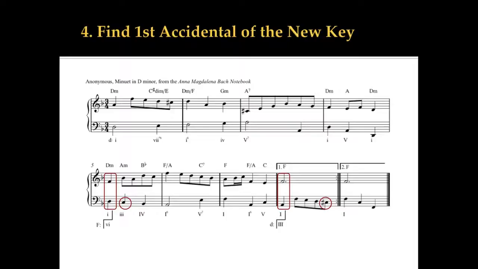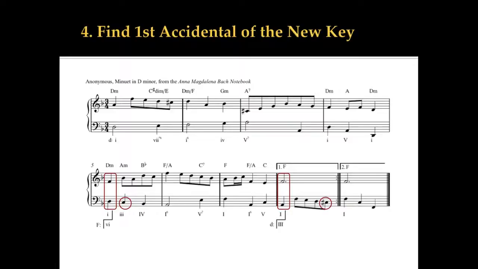Our formula is to back up one chord from the first accidental in the new key. If that chord is common to both keys, then that's your common chord modulation. The first beat of measure 5 is a D minor chord. That's a 1 in the key of D minor and a 6 in the key of F major.